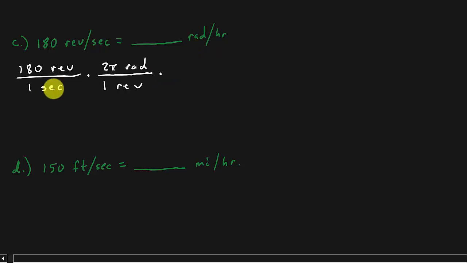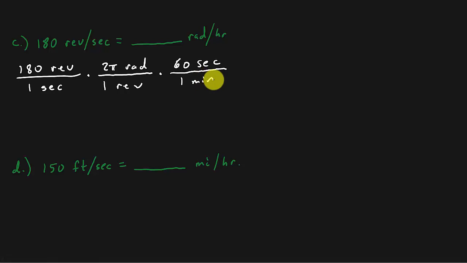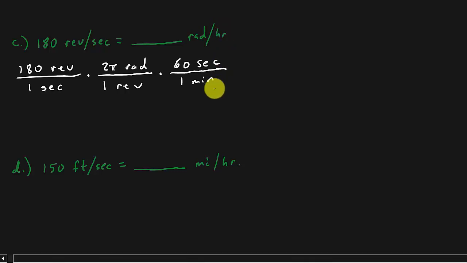All right, so seconds is on bottom, so I'm going to have seconds on top. And what do we know about seconds? Well, we know that there's 60 seconds in 1 minute. See that? Okay, but I'm still not where I need to be. I need hours on the bottom. Okay, so let's see if I can get rid of minutes.